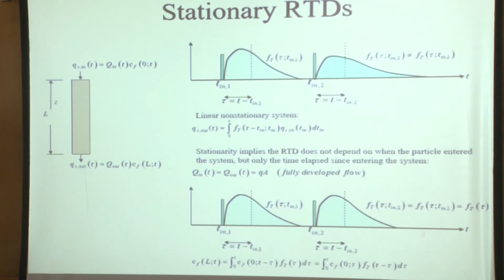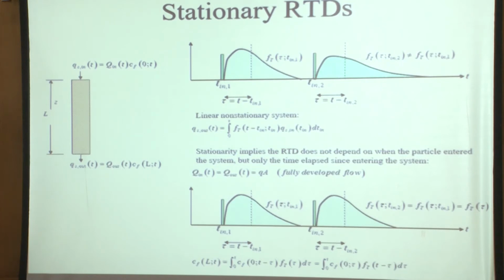On the other hand, we talk about what is called fully developed flow. If particles are introduced at this time, this is the travel time distribution. At some other time, this is the travel time distribution. That means when tau is t minus t in, where t in is when the particles entered, this tau value is the same. These ordinates are the same. That means the travel time distribution is not dependent on when the particles were introduced into the system.